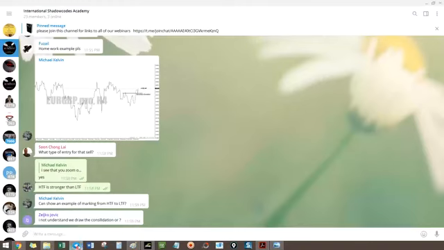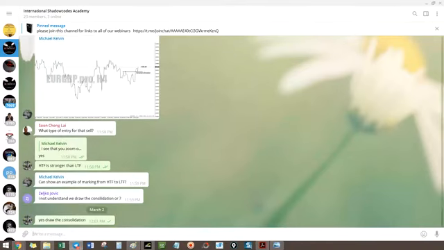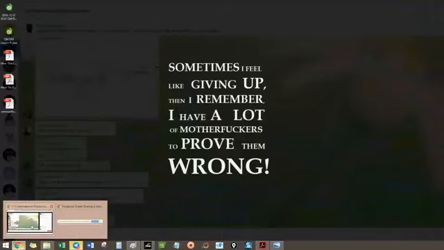Can you show an example for marking HTF to lower time frame? I don't understand. We draw the consolidation, or? Yes, draw the consolidation. I think Zeriko has sent an assignment.